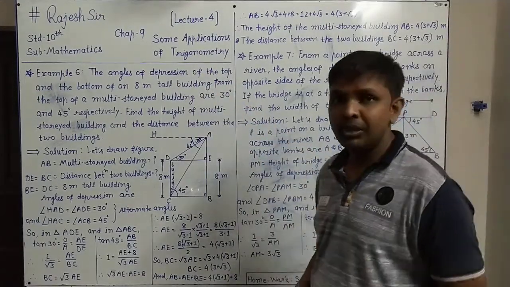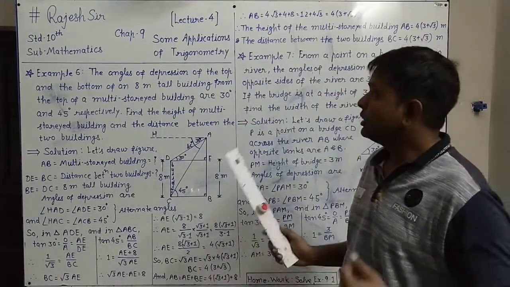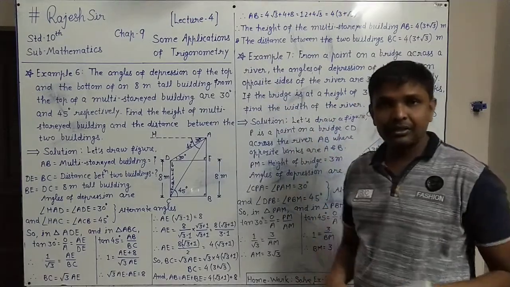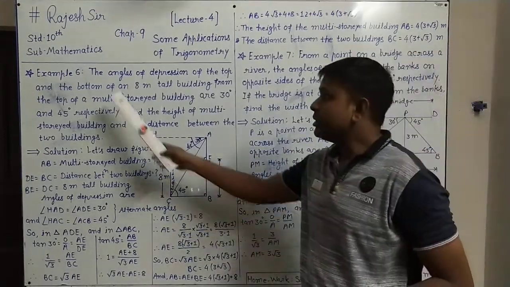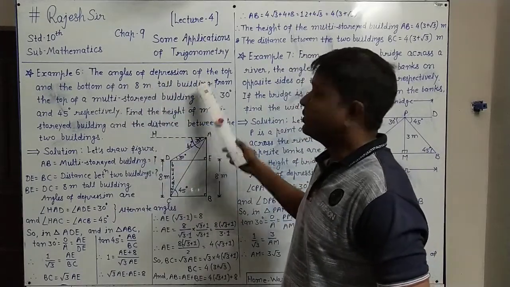We are doing examples where the application of trigonometry is used. So the next examples, example 6 and example 7, we will see in this lecture. We'll start with example 6. It is about the angles of depression.